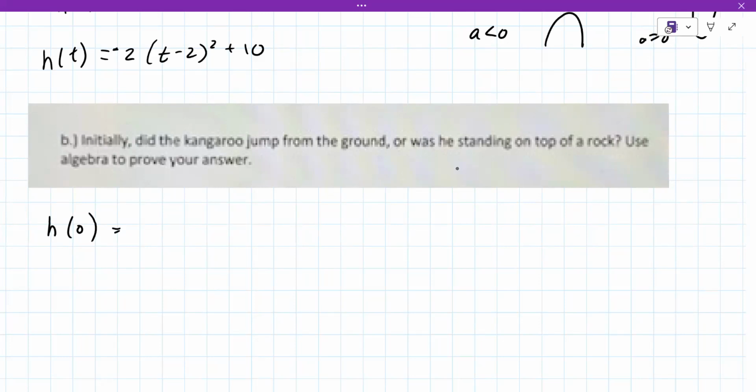So what I'm asking you to do is put 0 in for t. Okay, put 0 in for t, and the answer will tell us something. Okay, I'll solve.